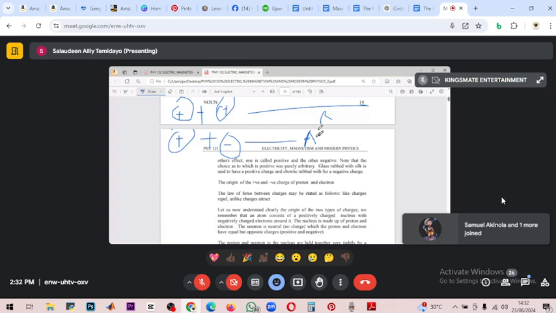So two charges that are alike, you can see that plus and plus, they are alike. That is a silk rod plus another silk rod. They will be repelling each other. They will never want to come in contact.